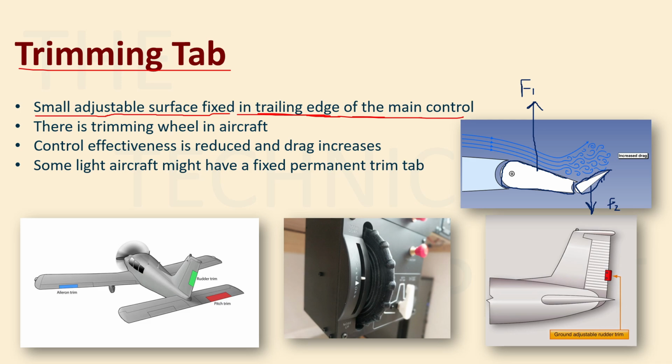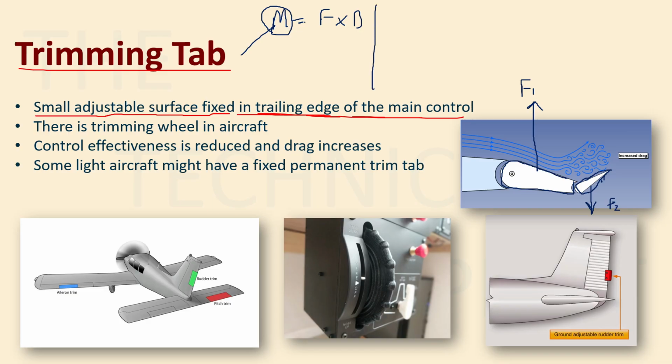So the tabs work by balancing the moments. So what is a moment? Again, moment is force multiplied by distance, from the last lecture. So moment is force multiplied by distance, and the trimming tab works by balancing the moments. So what are these moments and how is it balancing them?